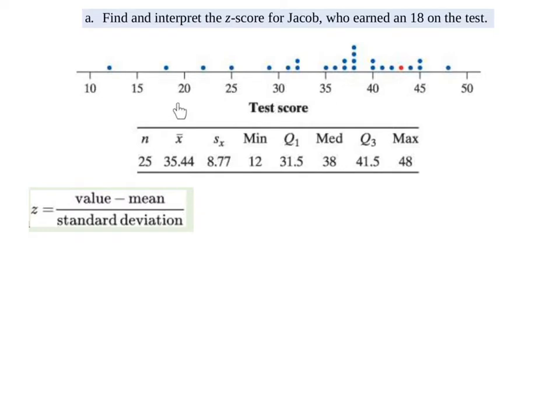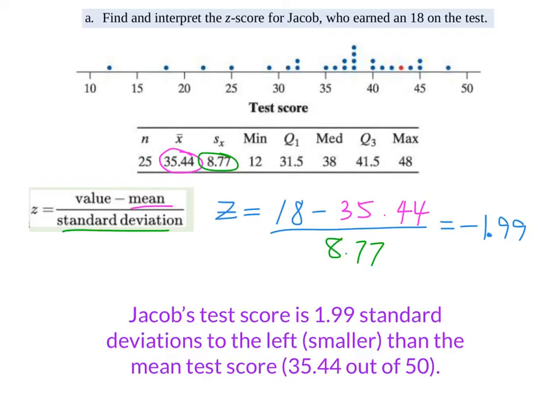First things first, Jacob's score is 18. That's that score right here. There's only one score less than it. Good for Jacob. So let's find the z-score right here. Let's take the value, the mean, and the standard deviation and figure out what that is equal to. So we take Jacob's score of 18, we subtract the mean, which is right here, our x bar, and we divide by the standard deviation, this s sub x, which is 8.77. We subtract, divide, we get negative 0.199.